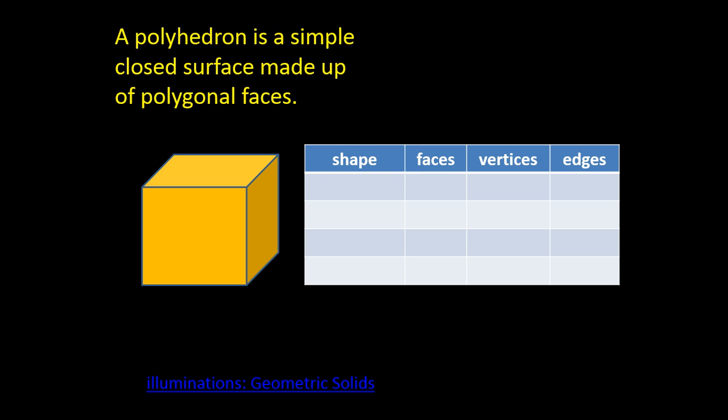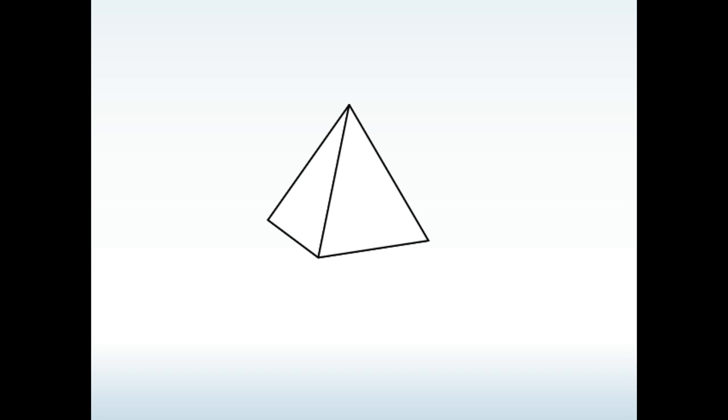And the website that we're using to take a look at these three-dimensional objects and be able to rotate them is from Illuminations. It's called Geometric Solids. So if you'd like to play with these shapes yourself, just do a Google search for Illuminations and look up their Geometric Solids. Now we're going to start with the tetrahedron. Here's the tetrahedron on the Illuminations website.